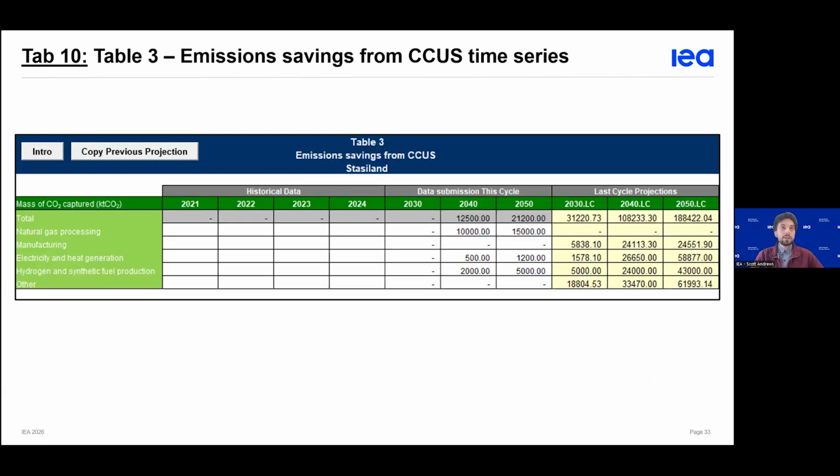Okay, and then the final tab for data compilers to fill out is this one on carbon capture utilization and storage, if this is in your projections. And the one to see here is that we ask for this carbon capture utilization and storage data not only for projection years, but also for historical years if that data is available. And this is because we do not collect this CCUS or carbon capture data in other IEA questionnaires.